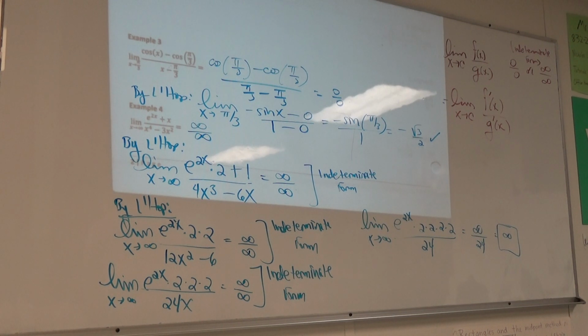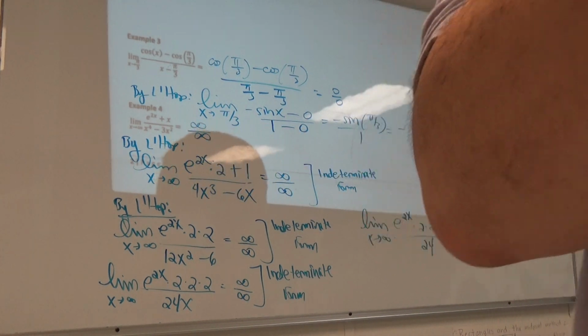Jose, how do you make the decision about using L'Hopital or not using L'Hopital? If it's 0 over 0 or infinity over infinity, I'll call it indeterminate form. There you go. So if you get 0 over 0 or infinity over infinity in your first move, that's when you use L'Hopital's rule. If you don't get one of those, don't use L'Hopital.